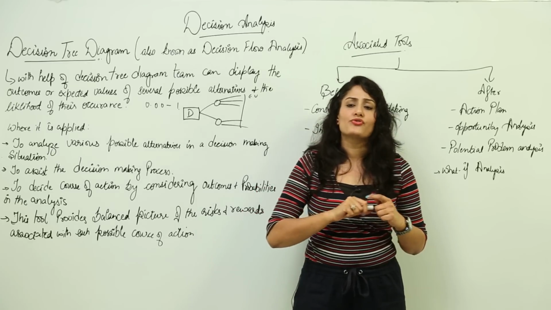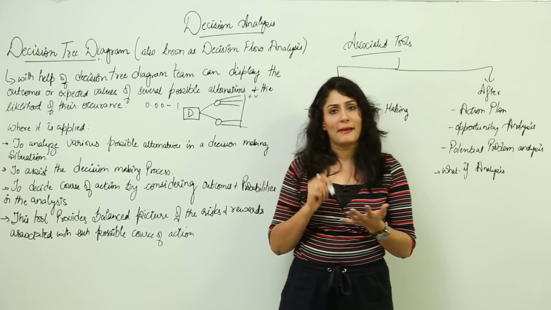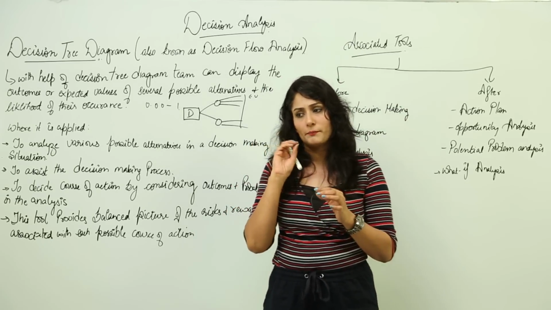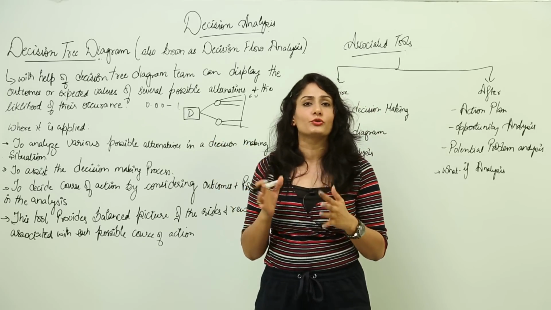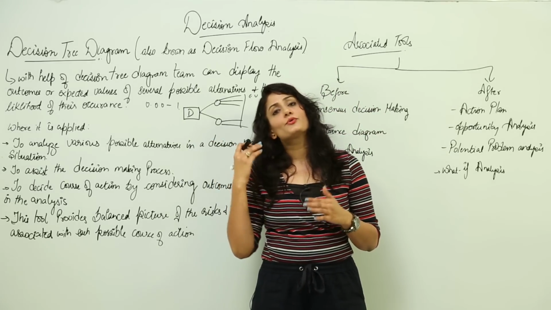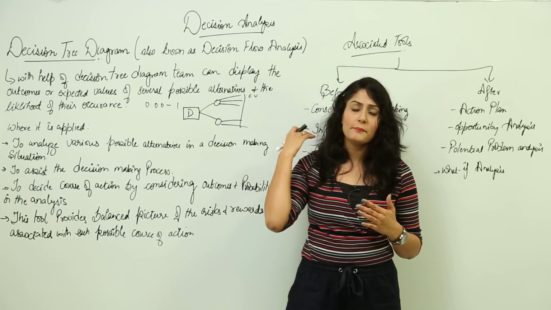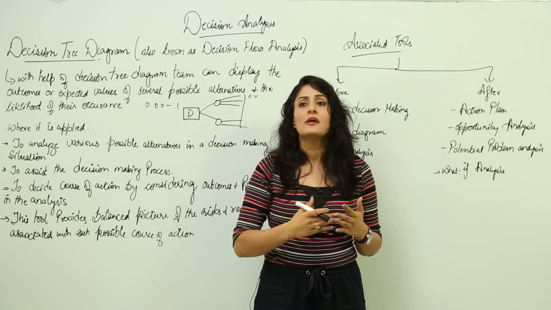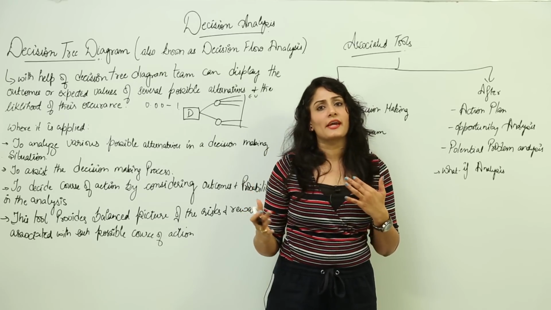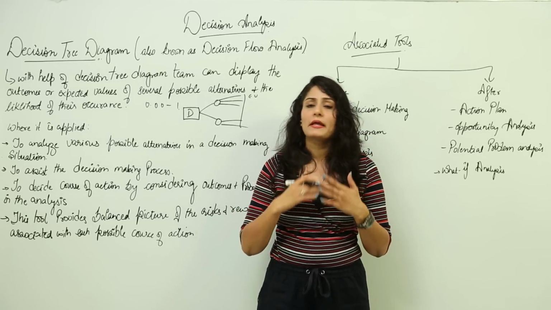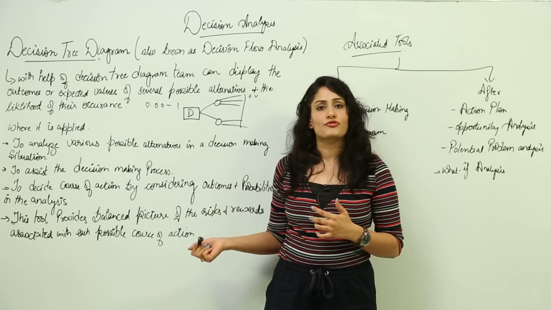So it can be used in many fields, such as capacity planning. Decision tree diagram is a major tool of capacity planning. It is used in research, manufacturing, engineering, administration, customer care, and customer support. So there are many fields in which we can use this tool.